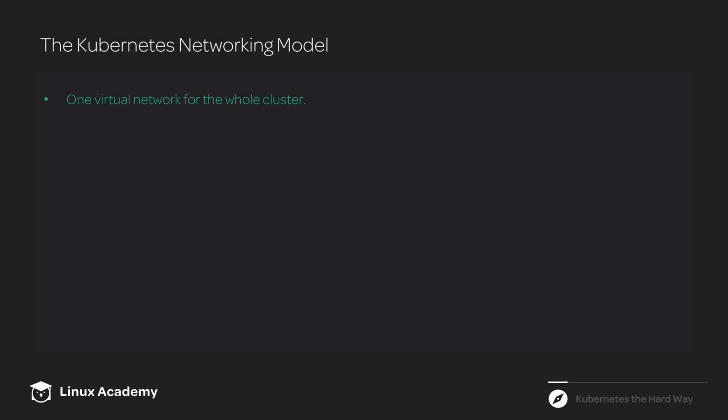The Kubernetes networking model creates one virtual network for the whole cluster. So while Docker has a virtual network for each host, Kubernetes has a virtual network that spans across all the hosts. So within that virtual network, each pod has its own unique IP address within the cluster, as well as each service. So services also have unique IP addresses, and those IP addresses are in a different range than pod IP addresses. So we have a range of IPs that can be assigned to pods, and we have a range of IPs that can be assigned to services. And each one of those has its own unique IP address.